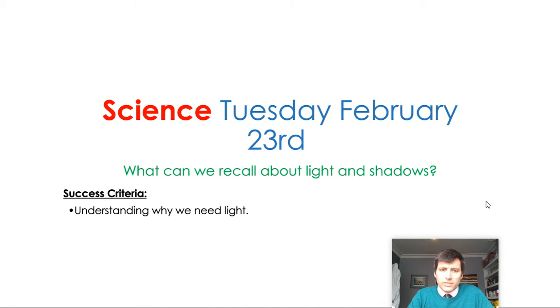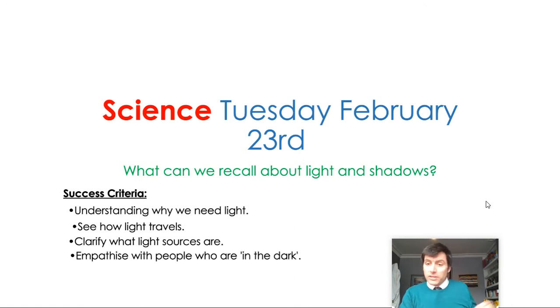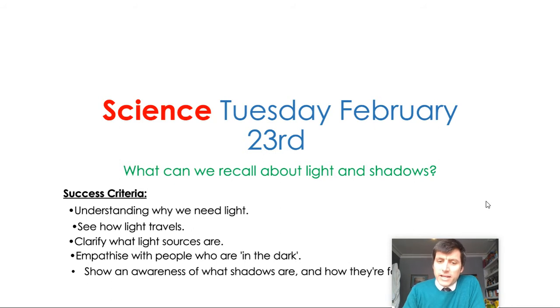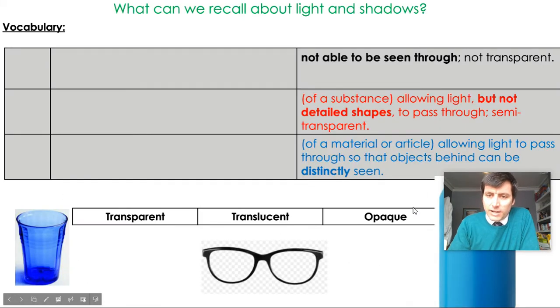So to be successful today, we need to understand why we need light. We need to see how light travels. We'll need to clarify and make sure we understand what light sources are. And then we're going to have to empathize with people and gorillas who are in the dark. Finally, we're going to show some awareness of what shadows are and how they are formed. Okay, so we understand what they are.